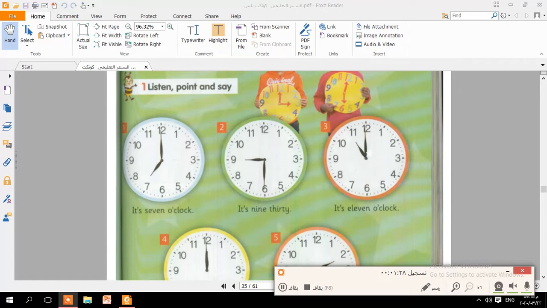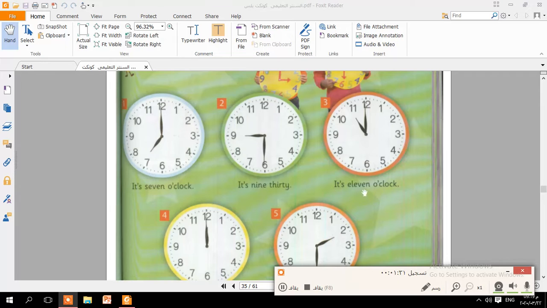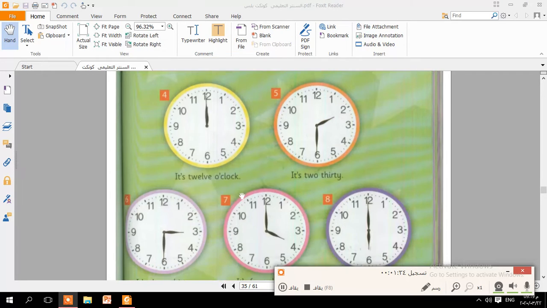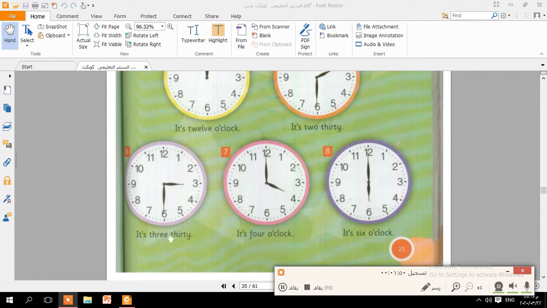Number 3, what time is it? It's 11 o'clock. Number 4, what time is it? It's 12 o'clock, because the two arrows point at 12. Number 5, what time is it? It's 2:30. Number 6, what time is it? It's 3:30. Number 7, what time is it? The small arrow points to 4 and the big arrow points to 12. So it's 4 o'clock. Good.